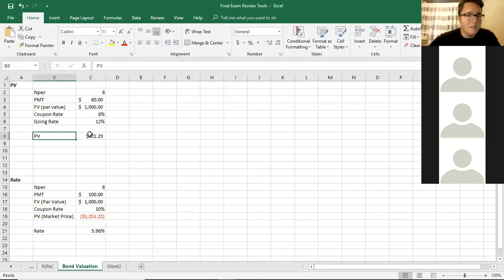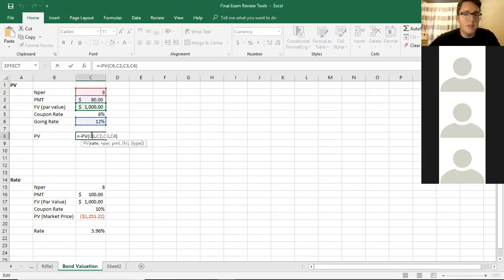So what you want to do here is I've just plugged the formula in for present value. And if you notice here, it will tell you exactly what to put in here. So the first one is the rate, which is my going rate. It's the new rate that's currently happening. Number of periods is at the top. Payment, which is the $80 annually. And then the future value or par value is the $1,000. You don't need to do anything with coupon rate. You just plug in those numbers and Excel tells you that is the current value.